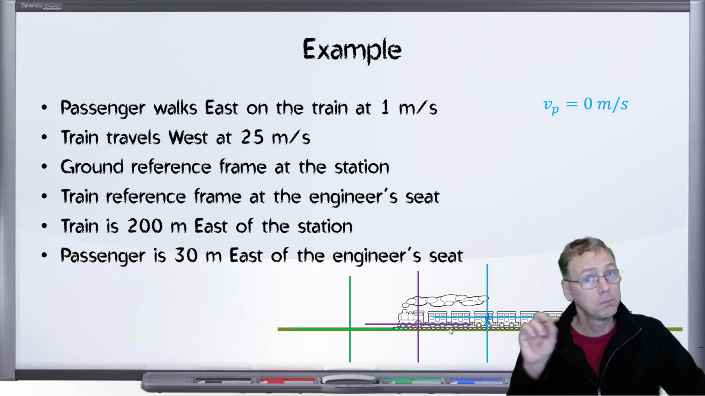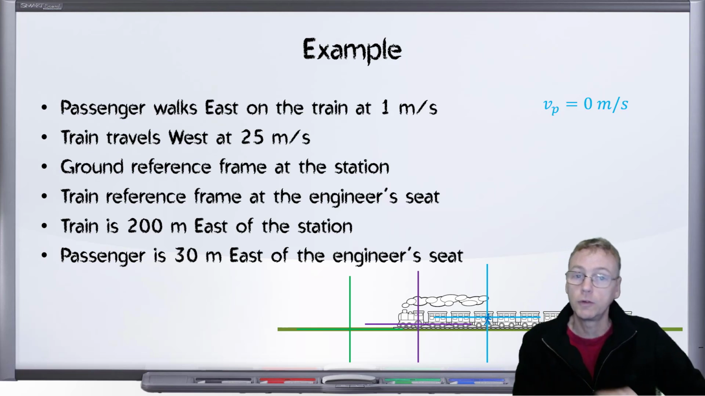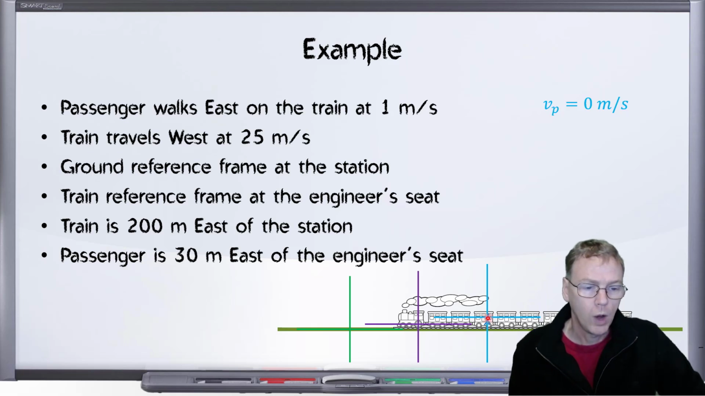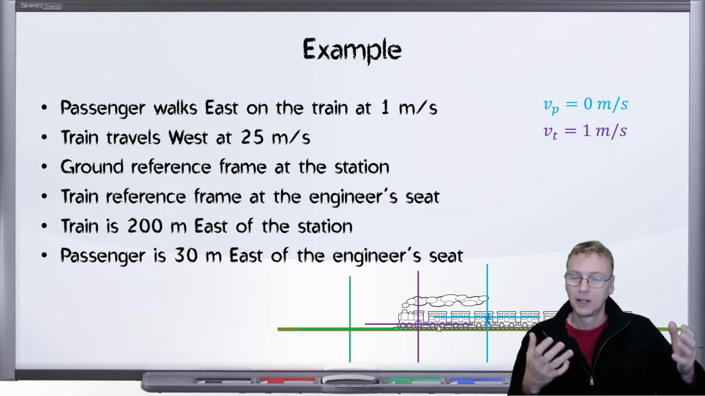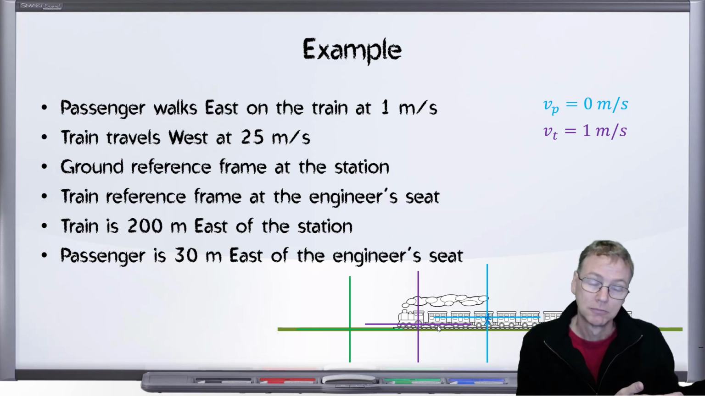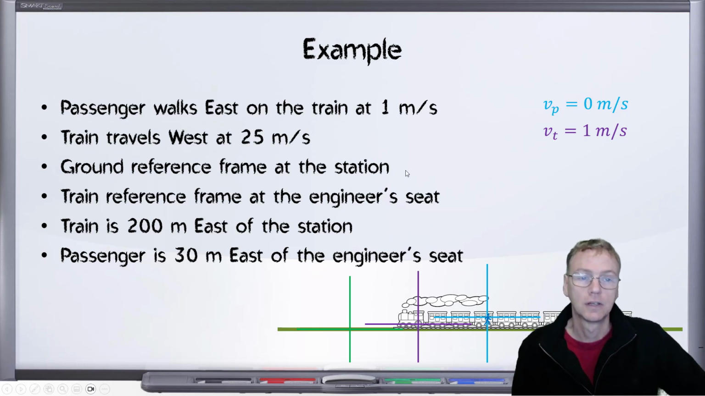And if the train is moving, the reference frame, that purple axis, is moving with the train. It's going to follow the train as the train moves, just like the blue axis follows the passenger as the passenger moves. So what is the speed of the passenger in the coordinate system of the train? We should get 1 meter per second, and it's eastbound. Compared to the train, the passenger is moving east at 1 meter per second.